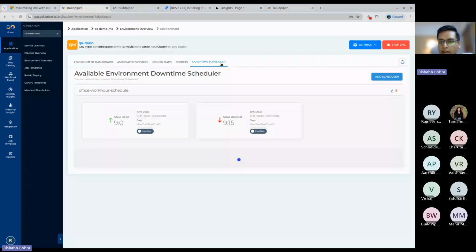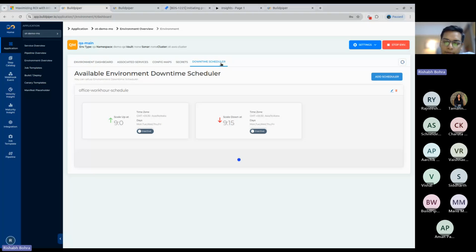If you are interested in having a detailed demo of the platform, feel free to reach out to us, and then we can schedule a specific demo where we'll be discussing your use cases and how Build Piper as a platform can help you in achieving better standards in terms of security, compliance, and the other pillars.